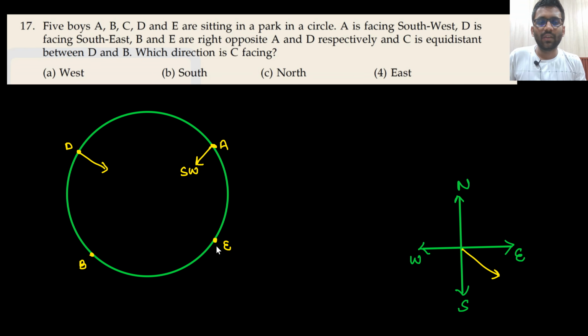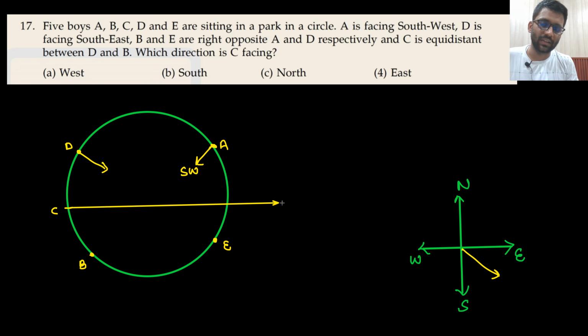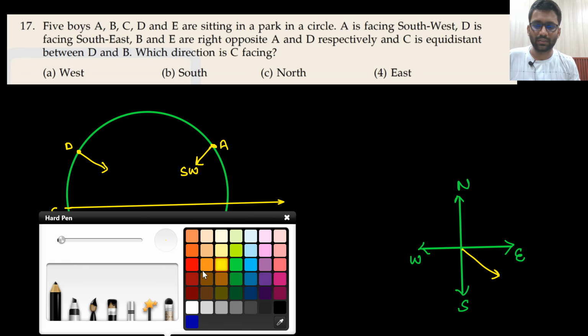C is equidistant from D and B. So C must be somewhere here. In which direction is C facing? So C is facing in this direction. What is this direction? East. So the answer is east. That's it.